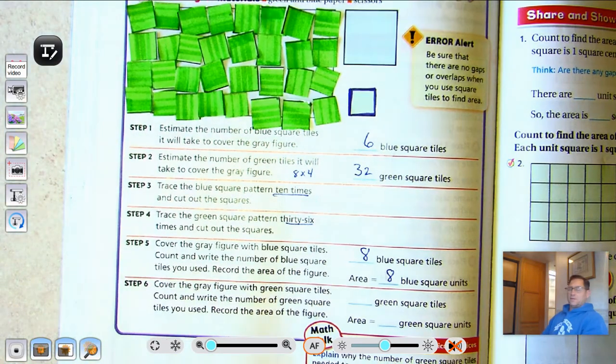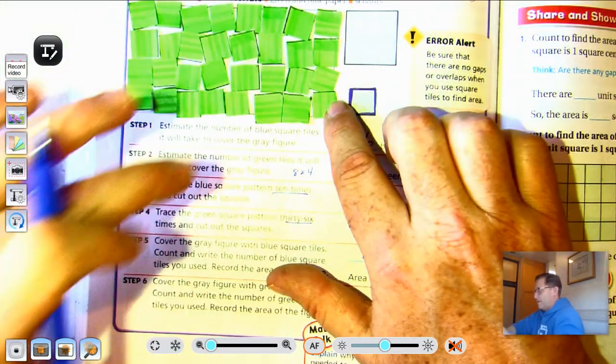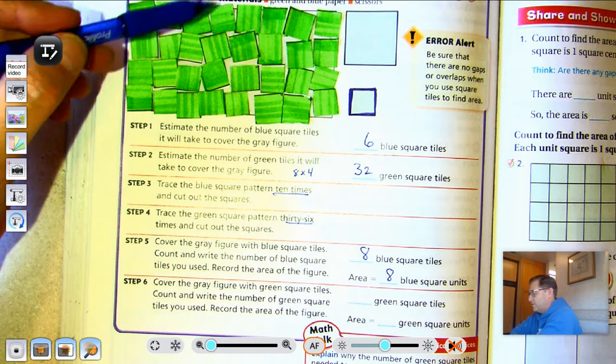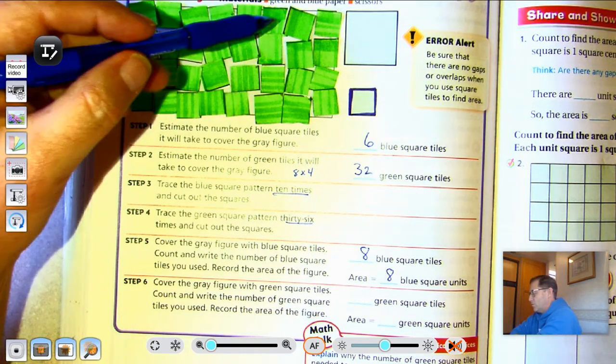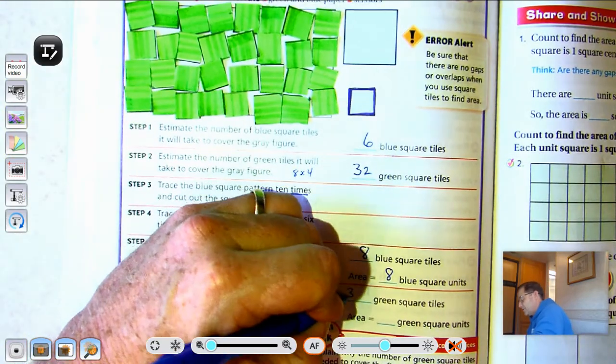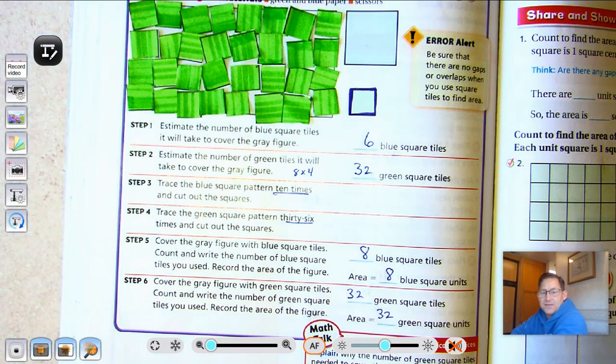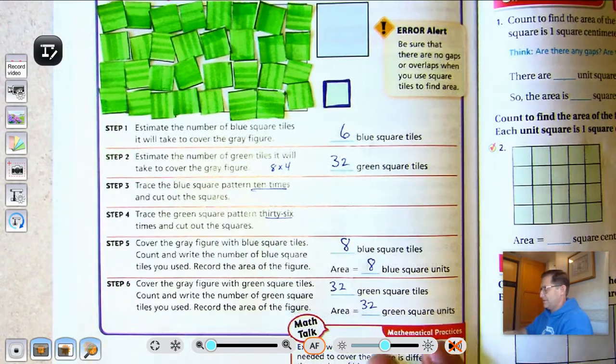Okay, so I know you can see kind of the blues underneath there, but those aren't gaps. That's just the matter of not being able to get them exactly straight without moving them as you go across. So 4, 8, 12, 16, 20, 24, 28, 32. 32 gray tiles. So 32 green square units. So it takes 4 times as many green square units as blue square units.